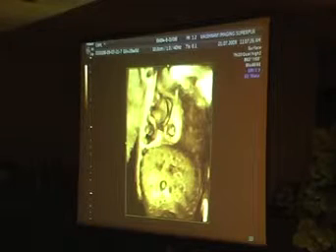This is another from an old machine. This is cystic adenomatous malformation of the lung. The liver is seen, the diaphragm is seen, the heart is pushed to the left side, on the right side there is a cystic adenomatous malformation.